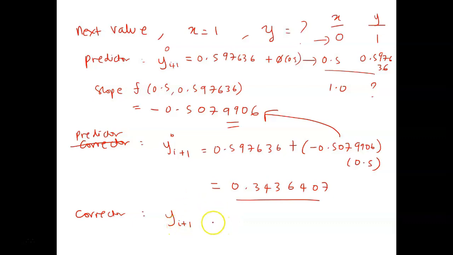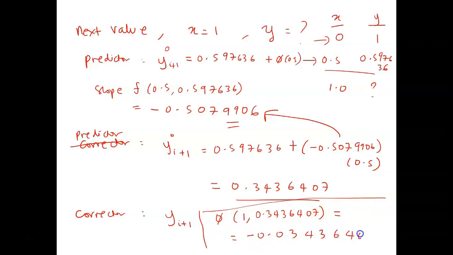What you have to do is calculate the slope first. So let me write it here. Next is the calculation of the slope at 1 and 0.3436407. So this is the slope for this point. Just substitute these 2 points into that slope equation. So you get the answer as negative 0.03436407.